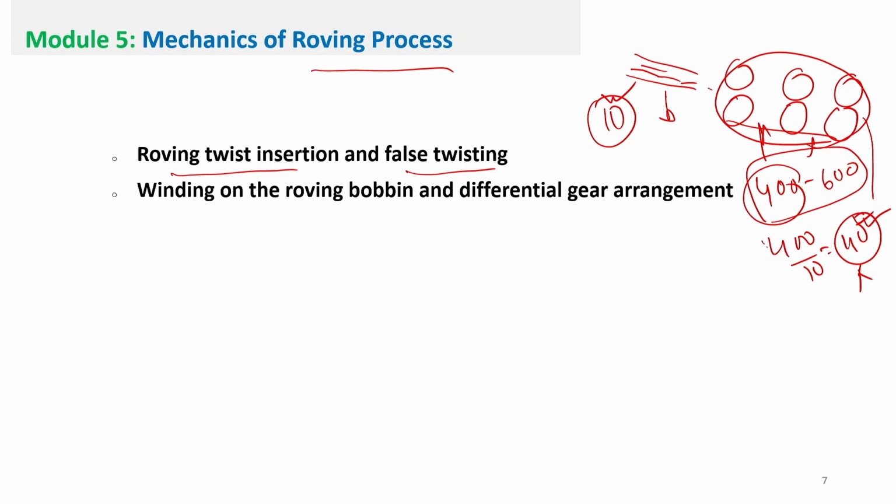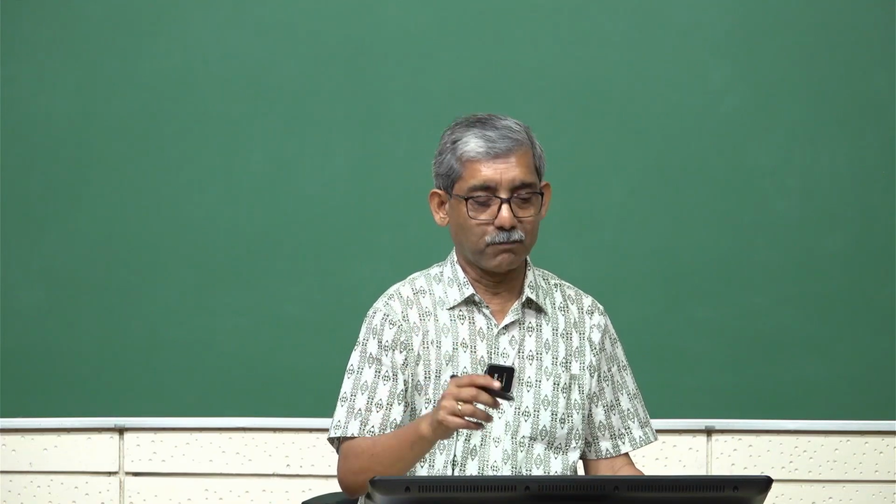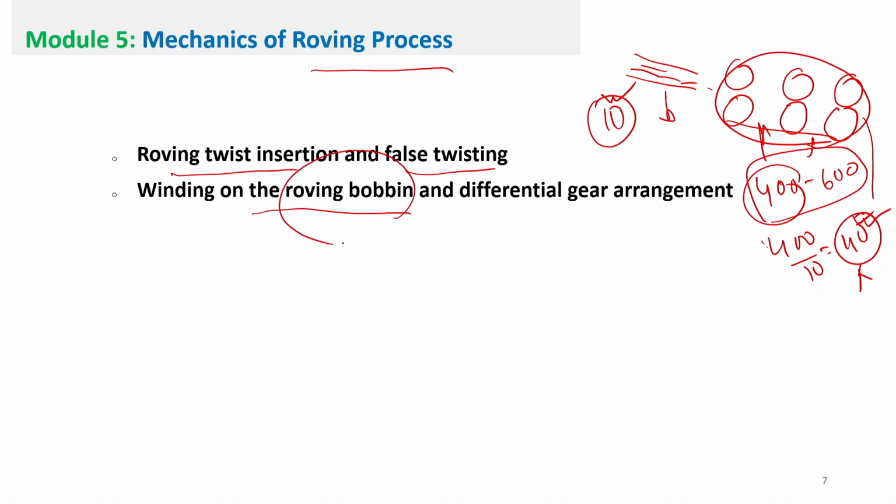Then winding on roving bobbin is important. For that, it is a complex motion, because in a roving bobbin the speed you have to change with the diameter. So, it is unlike ring spinning where spindle speed is constant. Here, although spindle speed and flare speed are constant, the bobbin speed changes, and it is changed through the again differential gear arrangement, that we will discuss here, the mechanics.